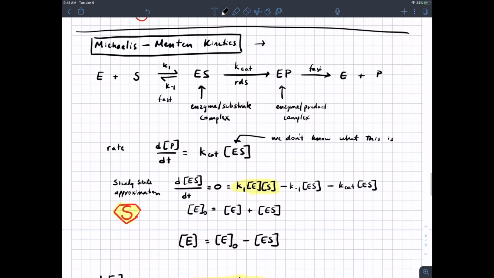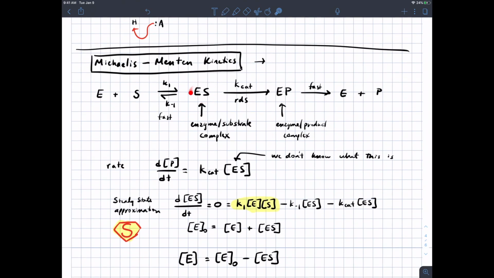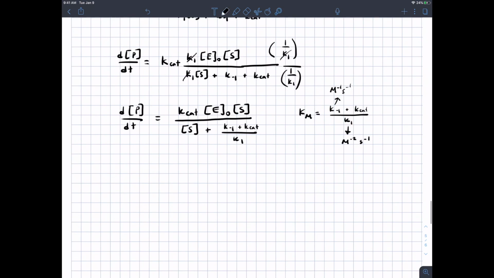And then K cat is also a unimolecular rate constant, which describes the conversion of enzyme substrate complex to enzyme product complex. That's also got units of seconds to the minus 1. So overall, Km has units of molar. It has concentration units. That should make sense because in the denominator we add Km to the concentration of substrate.